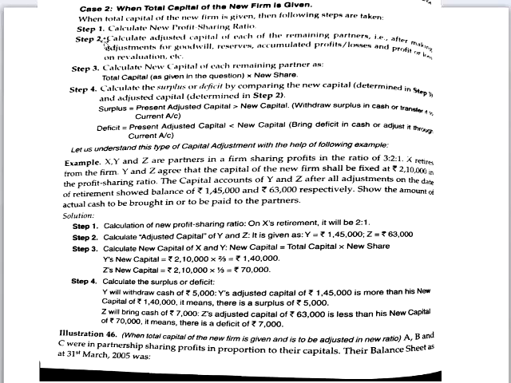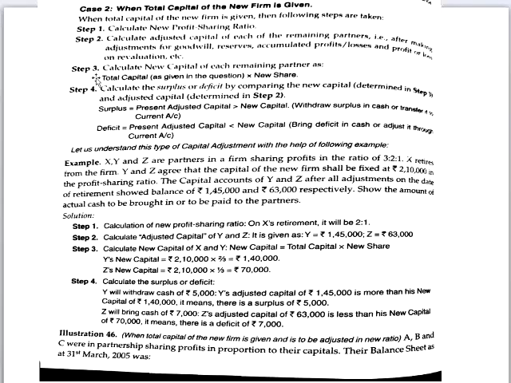I am just showing all the steps that are required. First, you have to calculate the new ratio, and if it is given in the question, then there is no need to calculate it. Now step 2, again you have to find out the adjusted capital. For this you have to prepare your capital account and do all the adjustments like goodwill, reserves, accumulated profit, losses, and loss or profit on revaluation. After doing all the adjustments, the balancing figure, that is the balance c/d, will be called the adjusted capital.